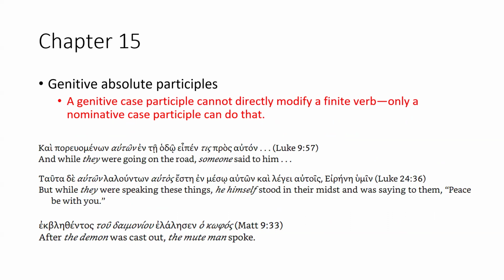Kai poreuomenōn autōn en tē hodō eipen tis pros autous. And while they were going on the road, someone said to him. So, and while they were going on the road is a genitive absolute participle. It does not directly relate to eipen tis pros auton, someone said to him, which can stand on its own. Poreuomenōn is the participle in the genitive case, and it's modifying autōn.